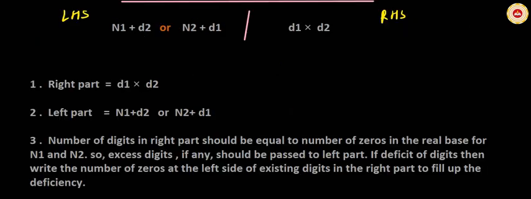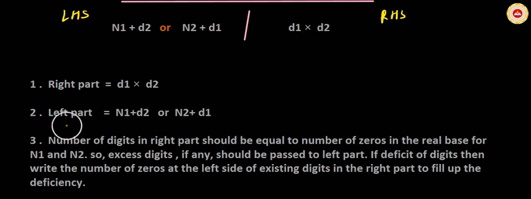Step number one is to calculate the right part. What is the right part? Calculate the product of the two deviations, d1 and d2. Calculate the product of these two deviations and write that product in the right part. This is a slash. We have drawn this slash to separate the right part and the left part.